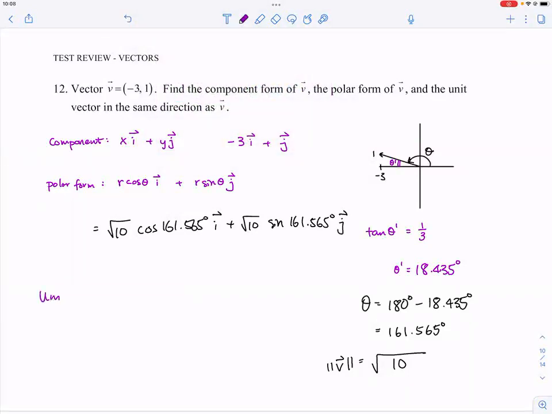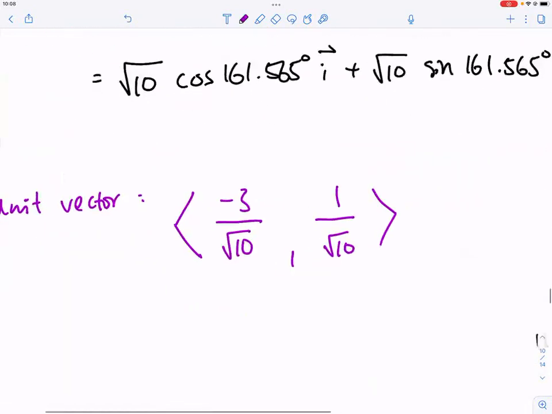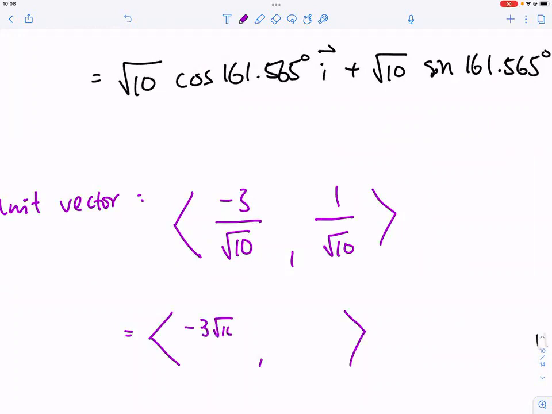And for the unit vector, it's going to be a fraction. It's going to be the x component and y component, the x and y on the numerator, and the magnitude in the denominator. Okay, so that's a unit vector, and please make sure that you rationalize it. So that should give you this as your final reading of your unit vector.